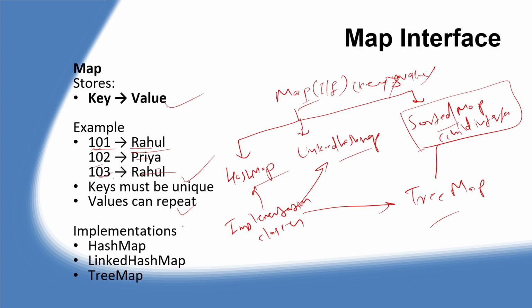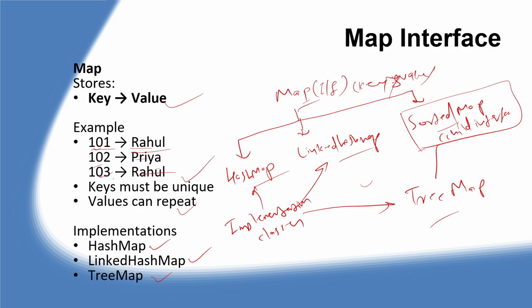We will see Map in detail later, but for now I'm just briefing what Map is. Implementations are HashMap, LinkedHashMap, and TreeMap. So this is the hierarchy for the Map interface. Map stores data as key-value pairs. Every key must be unique, while values can be duplicated. For example, employee IDs must be unique, but two employees can have the same name. We have seen that HashMap, LinkedHashMap, and TreeMap are the implementation classes of the Map interface.